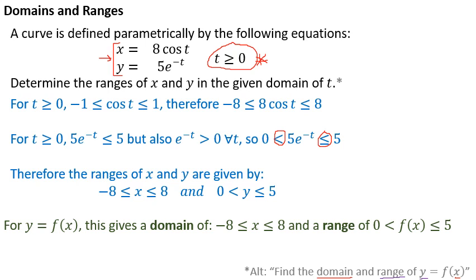So the working is the same. You still apply this by thinking in terms of the values of t that can go into each of the two equations, regardless of whether you're eventually going to talk about it in terms of a domain and range for y equals f of x, or if you're going to think of it in terms of the ranges of x and y in terms of a domain for t. The working is the same in both cases.